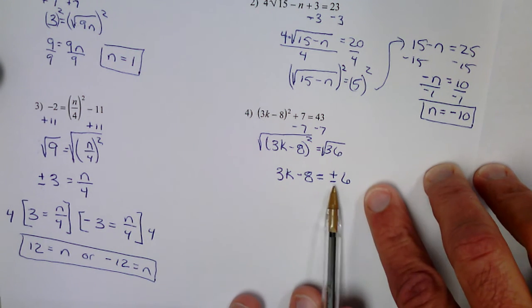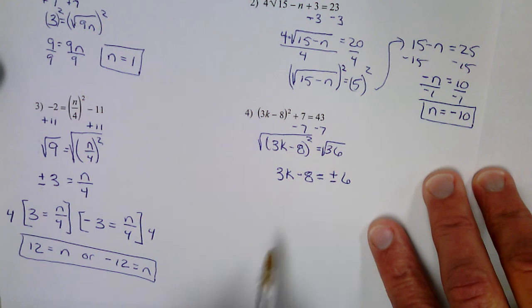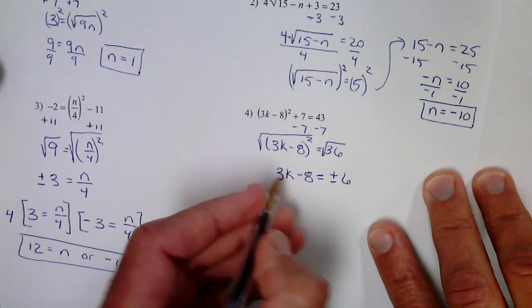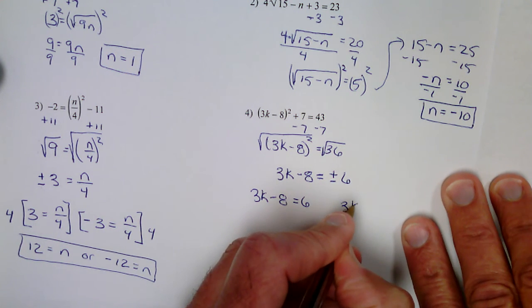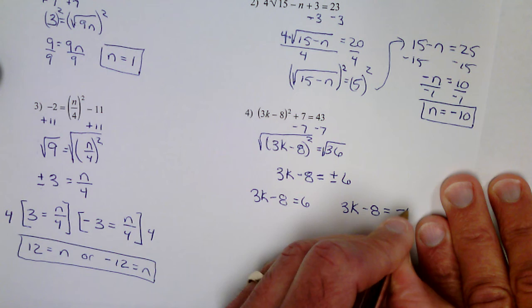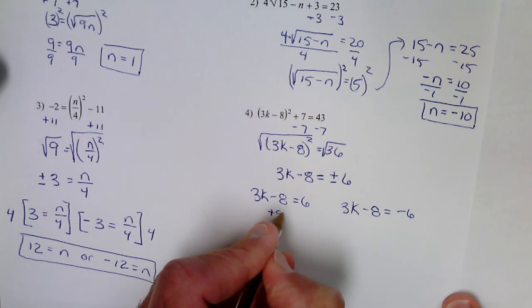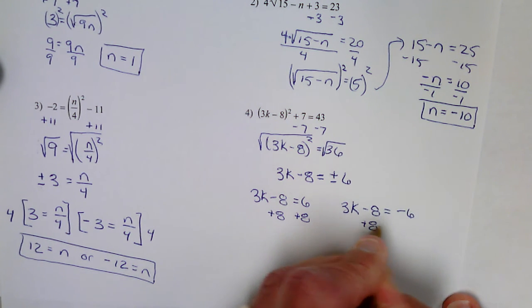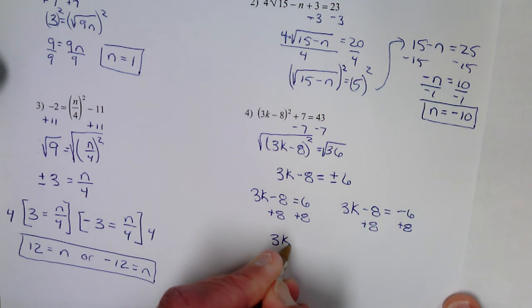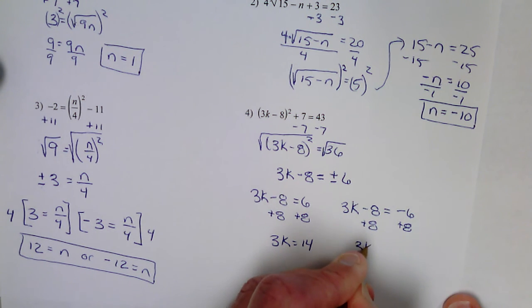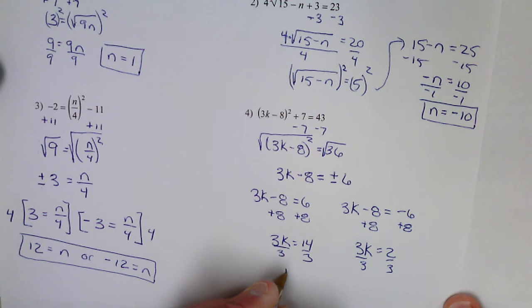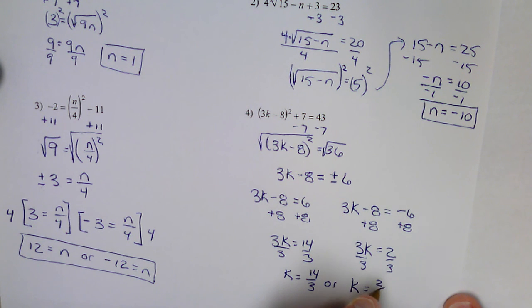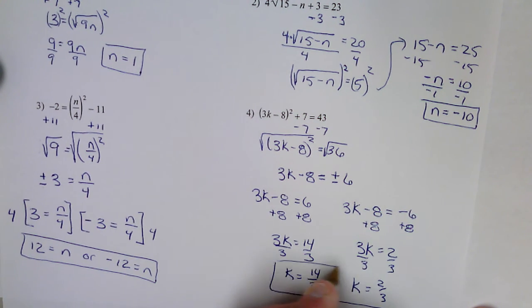For those of you going on to integrated 3, this is going to be a pretty big concept down the road. So now it becomes our split problem again, just like absolute value. So I have 3k minus 8 equals 6, and 3k minus 8 equals negative 6. Add 8, add 8, and we end up with 3k equals 14. 3k equals 2. Divide by 3. And we get k equals 14/3, or k can equal 2/3. And there's the answer there.